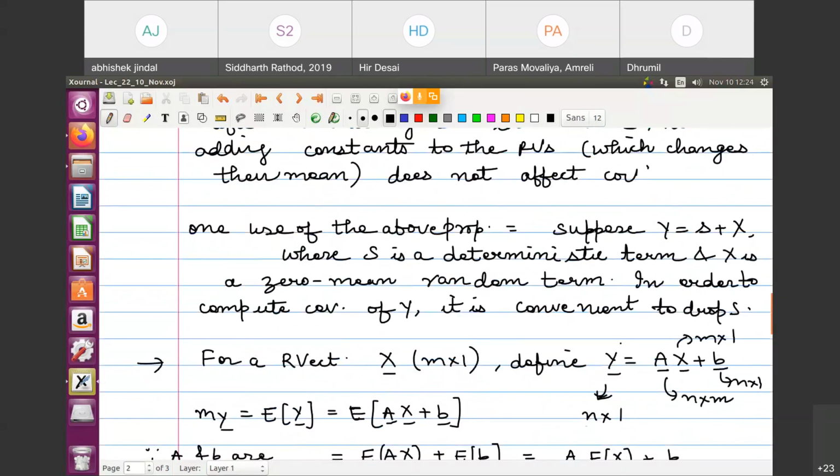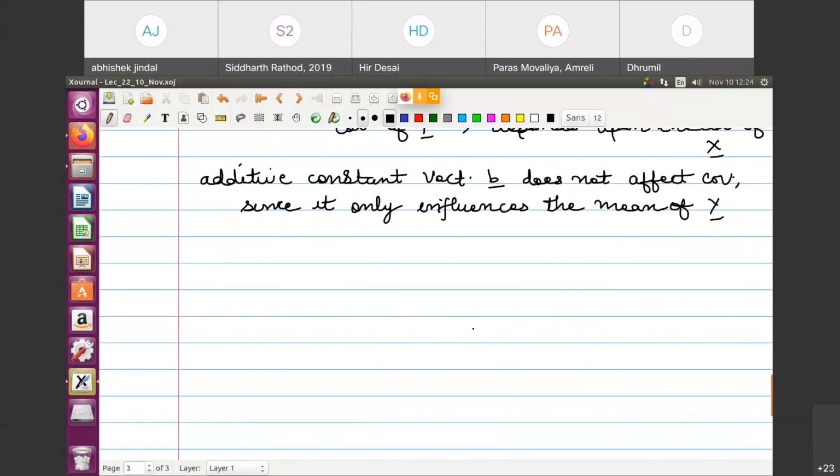So with this as the background, let us now introduce the concept of joint Gaussian random variables first.